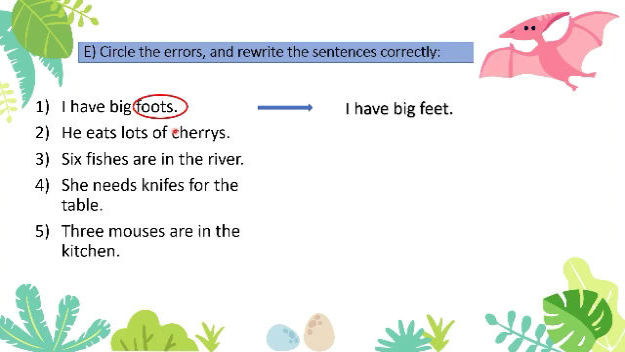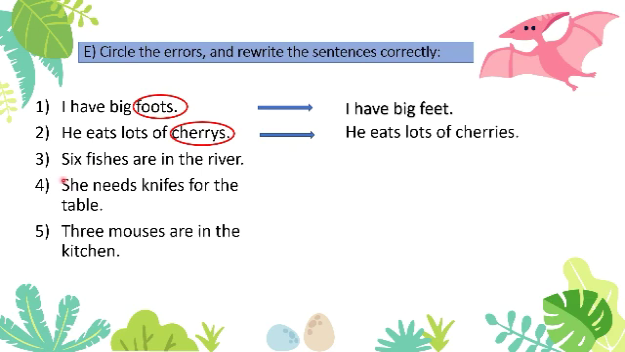Okay, now the second question. He eats lots of cherries. Now students, do we write cherries in plural form in this way? No. So the wrong word is cherries. And how will we write? We will write he eats lots of cherries.